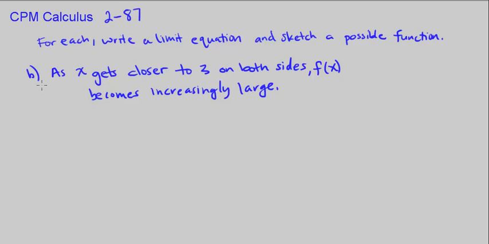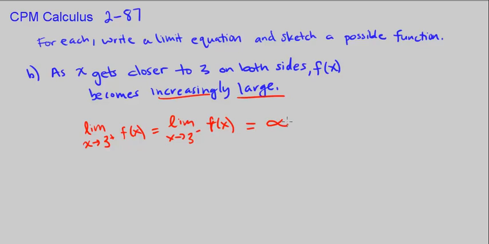This one we're just given a description in words. As x gets closer to 3 on both sides, f of x becomes increasingly large. That's saying the limit as x approaches 3 from the right and the left of f of x is increasingly large, so that's equal to positive infinity.